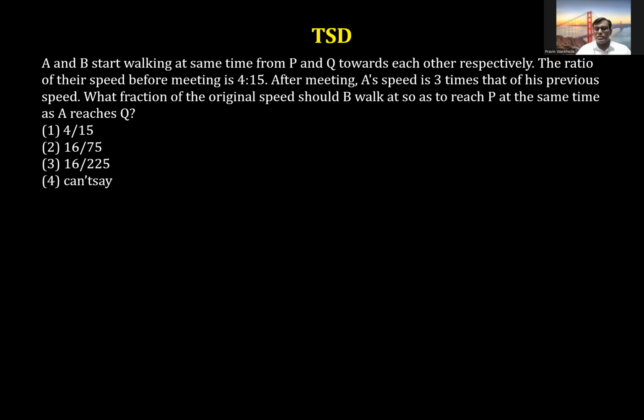So whatever information is given to us, let's try to put it on the timeline. There are two people involved, A and B. They are moving towards each other. A is moving from P towards Q and B is moving from Q towards P. Whenever they meet for the first time, at whatever place, let us say this is their first meeting point.